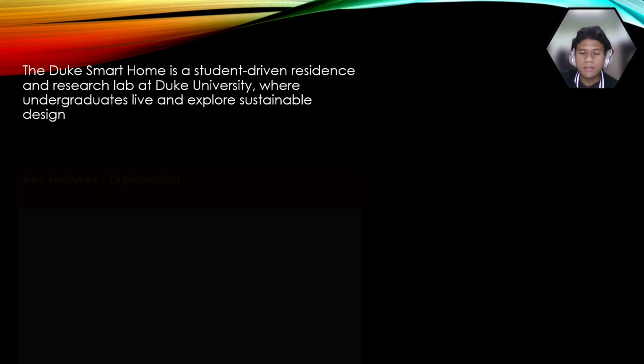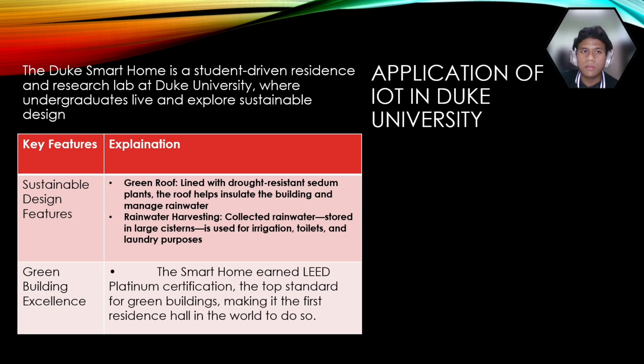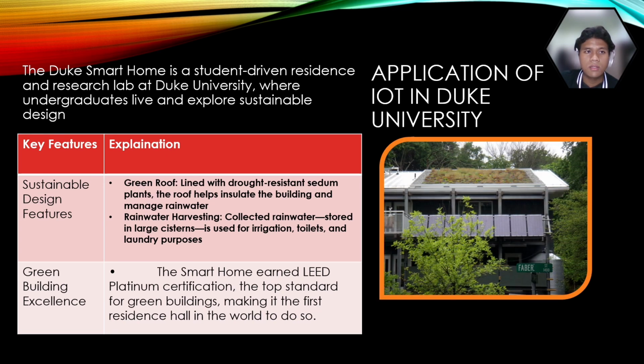Here's a real-life example of how IoT is being applied in a university located in North Carolina, which is Duke University. The Duke Smart Home is a student-driven residence and research lab at Duke University, where undergraduates live and explore sustainable design. This table here brings out the key features that are implemented in this smart home.